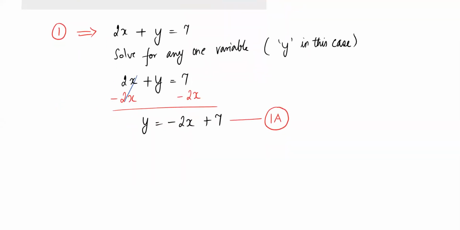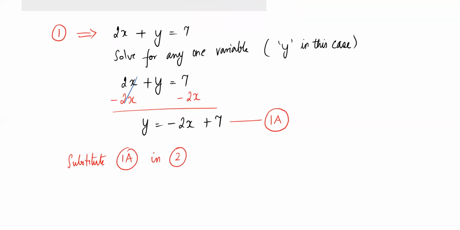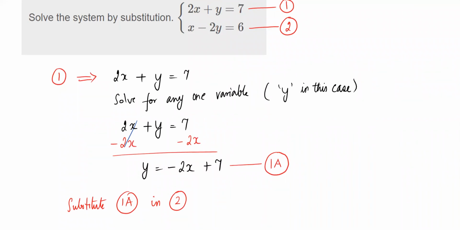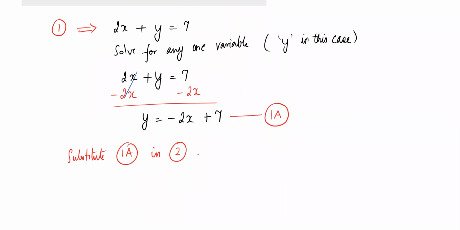Our job is to plug in 1a in the unused equation, which is equation 2. So substitute 1a in 2. Now 1a is solved for y. So if you look at equation 2, where you see y, that's where we're going to plug in 1a, the expression we got for y, so that the equation becomes completely in terms of x. So I say substitute 1a in equation 2 in the place of y.